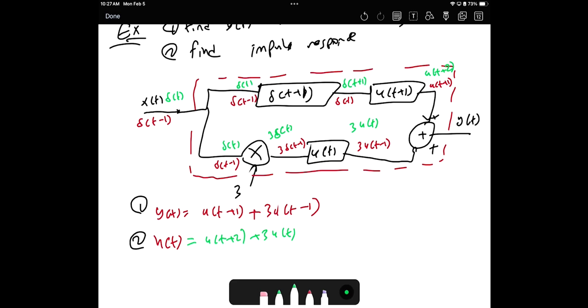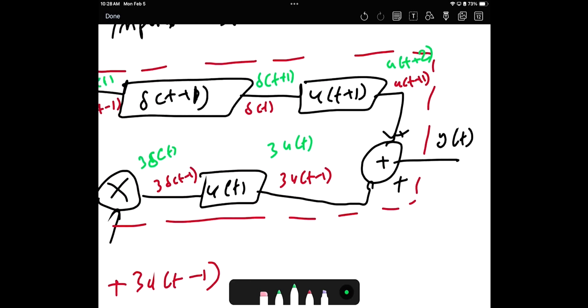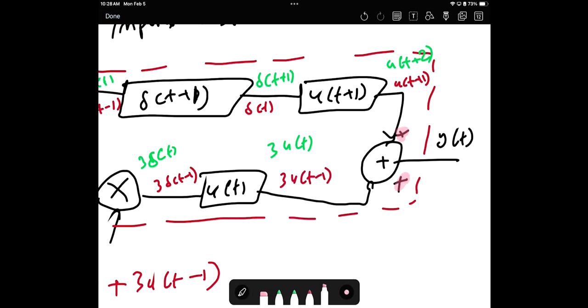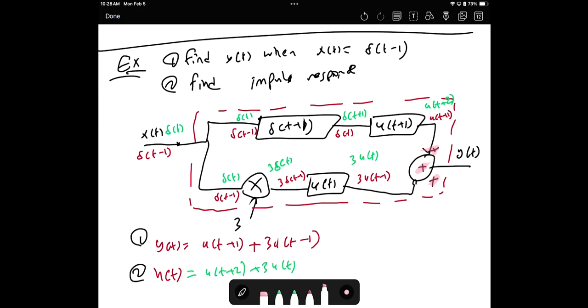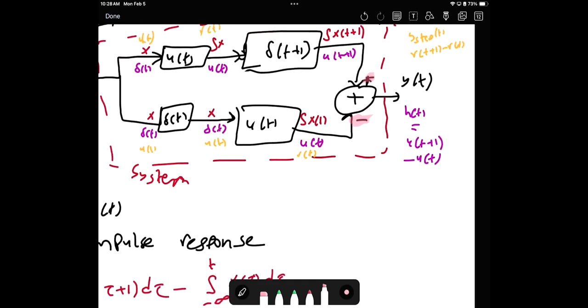Yes? How did you add the two different functions in this example but subtract in the previous one? Yeah, that's a good question. Here we have positive, positive. Go back to the previous example: positive, negative. So it depends on the signs. Any other question?